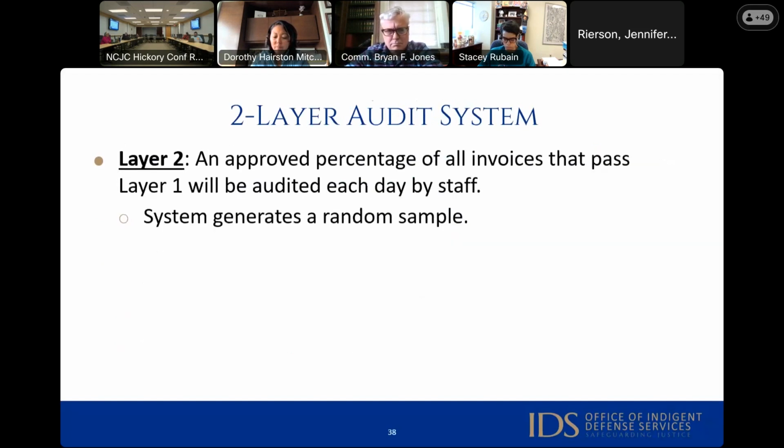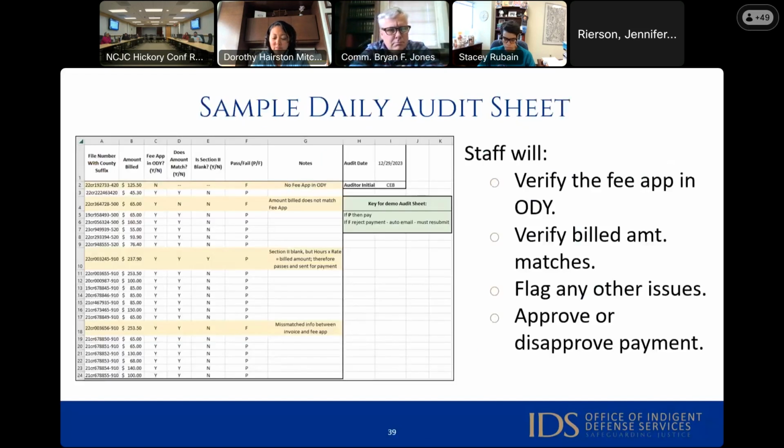Layer 2 is that for all cases that do pass this first criteria, the system will randomly send an approved percentage of cases for audit by staff. Staff will verify that a fee app for the case invoiced is in OASIS eCourts and that the billed amounts do match. They will flag any other issues and either approve or disapprove payment. A sample daily audit sheet is shown on this slide on the left-hand side. Cases approved are uploaded to NCAS for payment. Once uploaded through the spreadsheet, payment usually takes approximately 3 days. So this is a sample of the audit sheet that our staff will go through for layer 2.